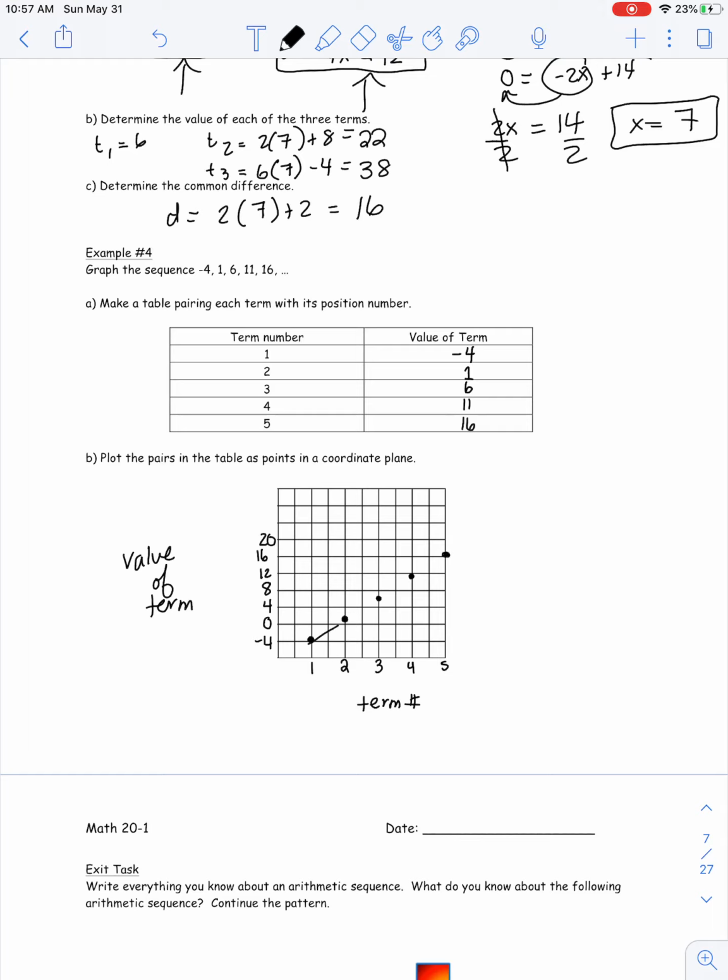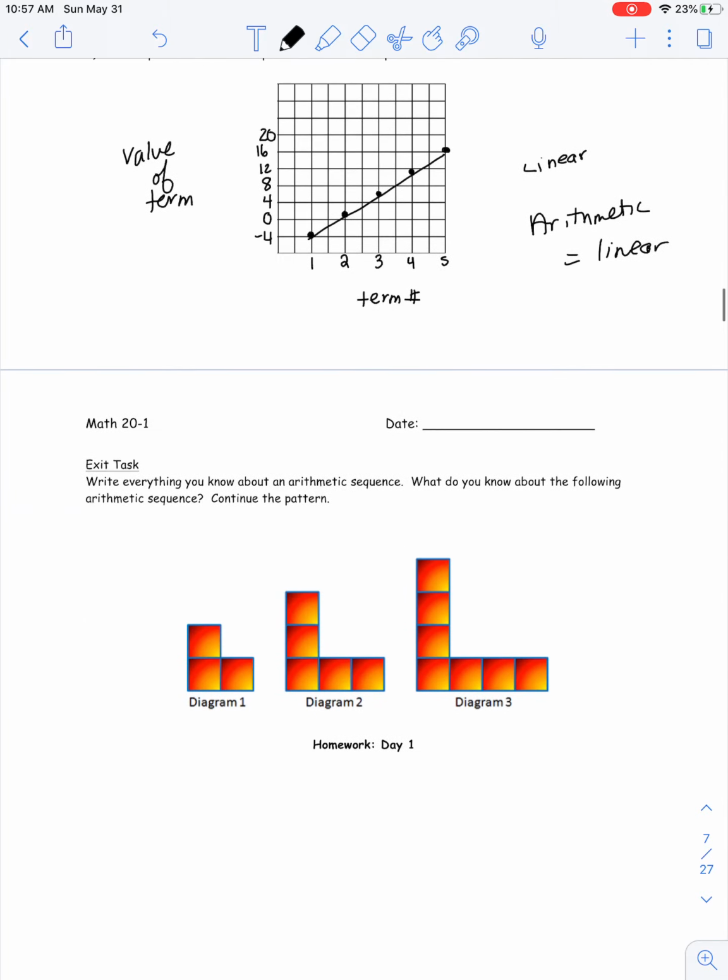So if you look, this creates a linear graph. So if we were to connect these, if we're doing this properly, an arithmetic sequence, which is what we have above, should always equal a linear graph. So if we were to ever graph it, we always get that straight diagonal line, which is linear.